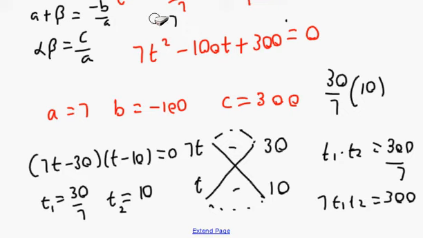So what you can say here is alpha beta is t1 times t2. That in turn is going to be 300 over 7. Then just cross multiply the 7 up. You actually didn't even need to enter the minus b formula or even big X to do this question.